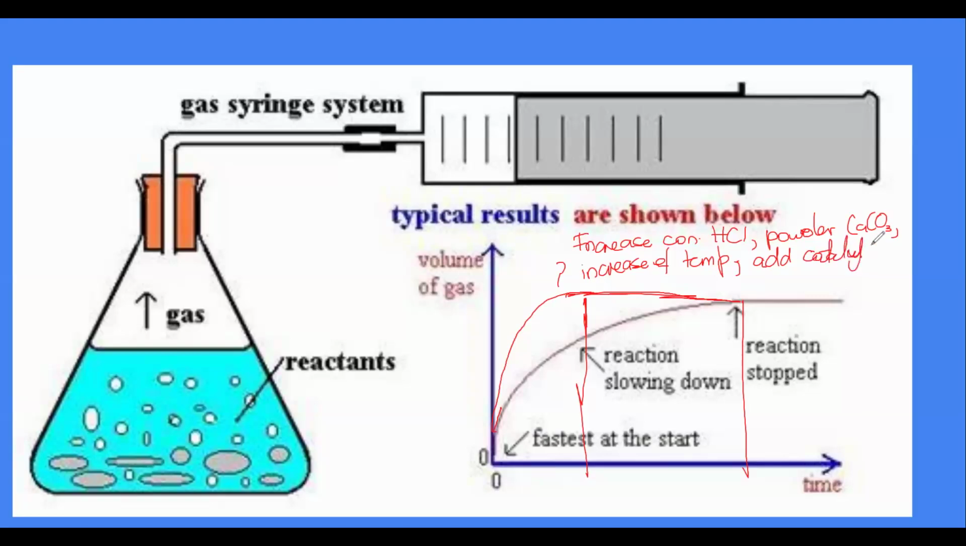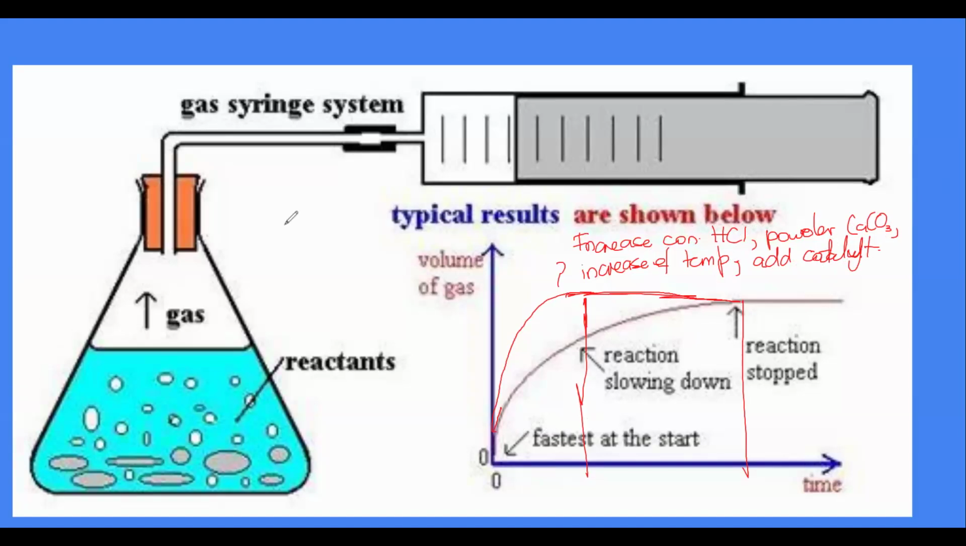So on an exam question, they can give you a graph and say to you, this is a graph showing the production of carbon dioxide. On this graph, sketch a new curve which shows the effect of increasing temperature, using a powdered version of calcium carbonate, increasing the concentration of HCl, or adding a catalyst. How will this affect the rate of reaction?